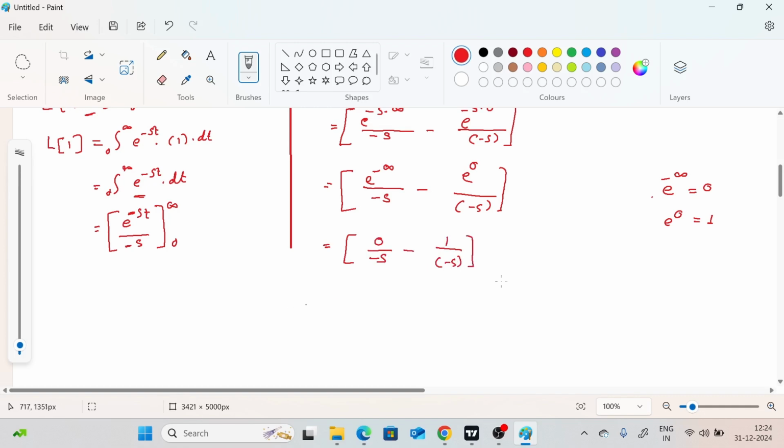Now 0 upon minus s is 0. Now this minus and this minus become plus, 1 upon s. It means we have derived that Laplace of 1 is equal to 1 upon s, means the value of Laplace of 1 will be 1 upon s. This is the first equation which we have derived.